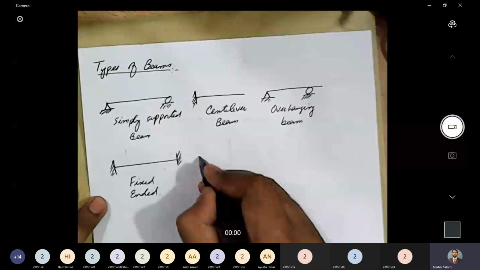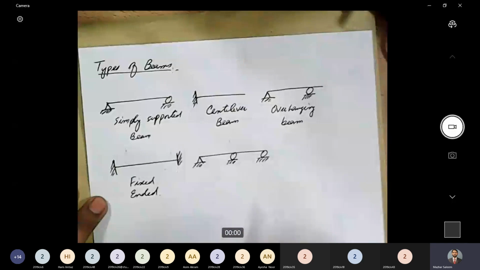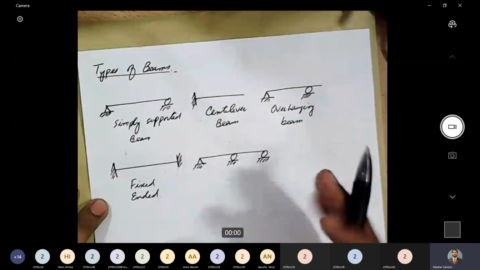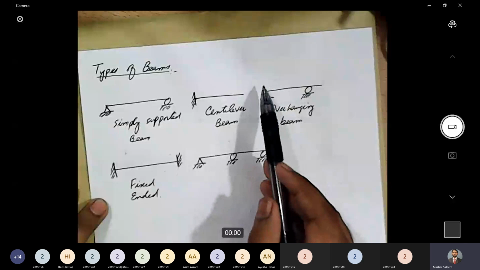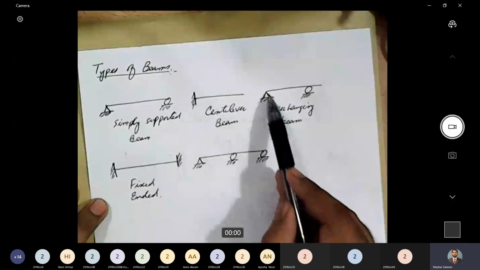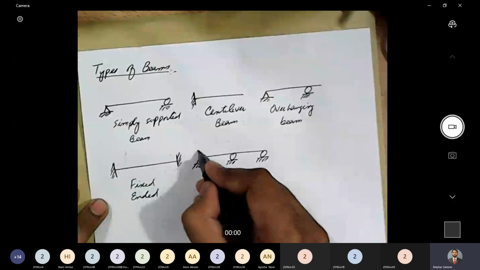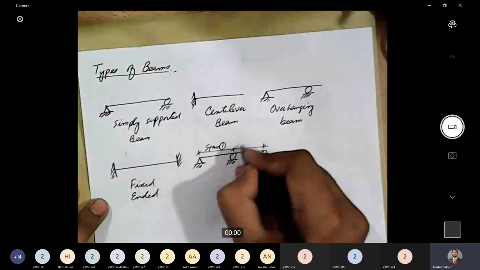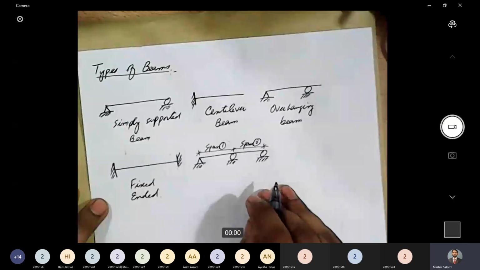And then there is another type that is termed a continuous beam. If a beam has more than one span, it is termed a continuous beam. For example, this one. Now what do we mean by span? The length of the beam present between any two supports is termed a span. So this beam has one span only. Although it does not have any support at the other end, this length is still termed a span of the beam. In this case, we have two spans, span 1 and span 2. So a beam that has more than one span is termed a continuous beam.